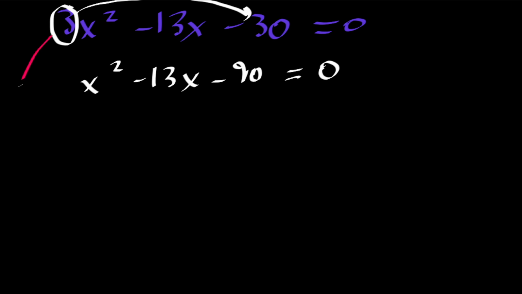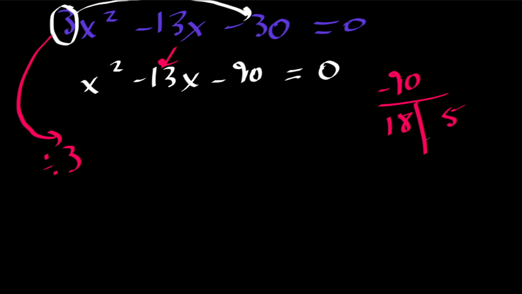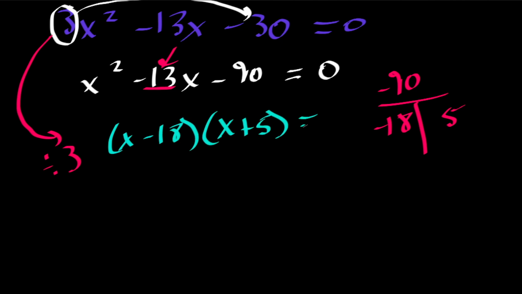Now, what I can't forget is in a second I'm going to have to come back and divide by that 3. Okay? But first I'm going to factor what I have next. So I'm going to look at negative 90, two numbers that multiply to give me negative 90, and add to give me this negative 13. And that would be 18 and 5. But then I need the 18 to be negative, because negative 18 plus 5 gives me this negative 13. So x minus 18 times x plus 5 equals 0.